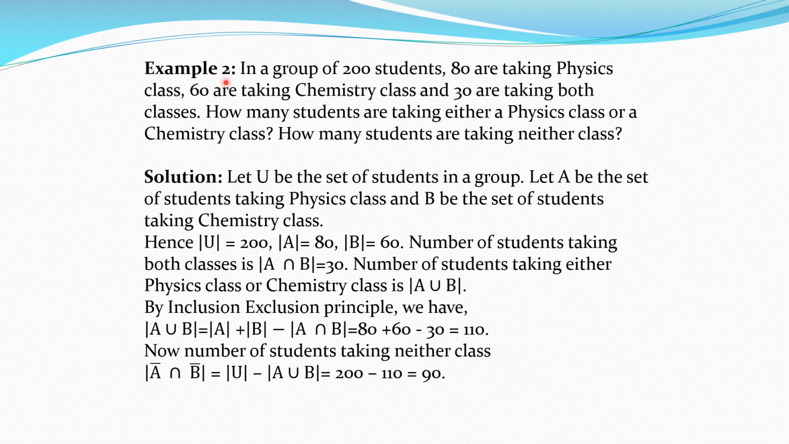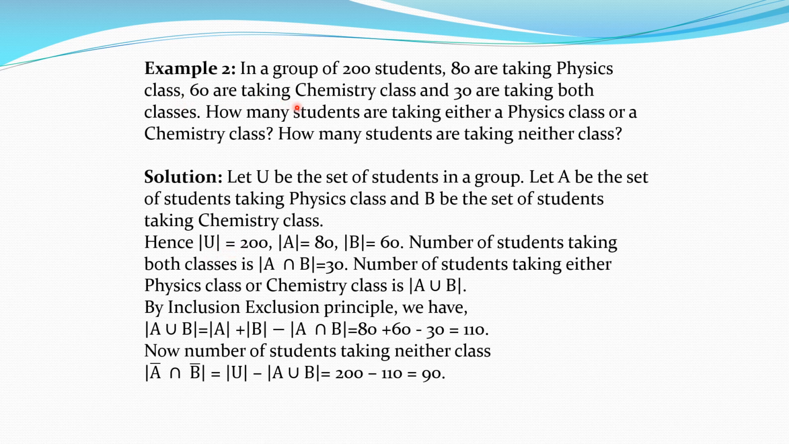Now again, the group under consideration is the universal set. So U is the set of students in the group. Now that group contains 200 students. It means the cardinality of U is given as 200. Now there are students who are taking physics and some students who are taking chemistry class. So these are the two subjects. Accordingly, we define two sets, A as the set of students taking physics class and B as the set of students taking chemistry class. Now according to the given information, as 80 are taking physics class, it is nothing but the cardinality of A, that is 80.